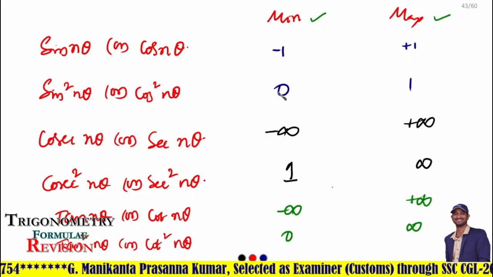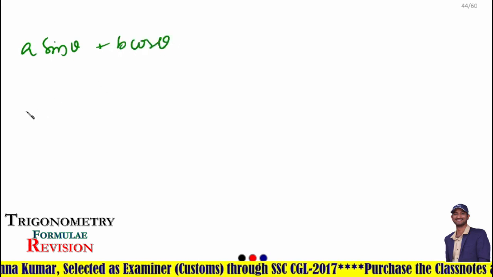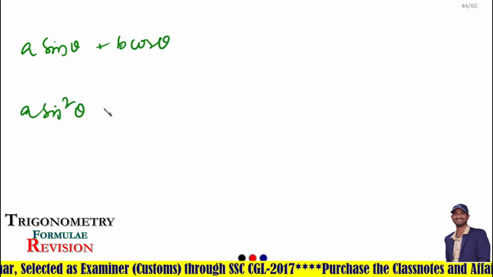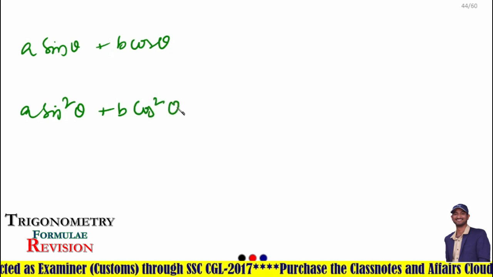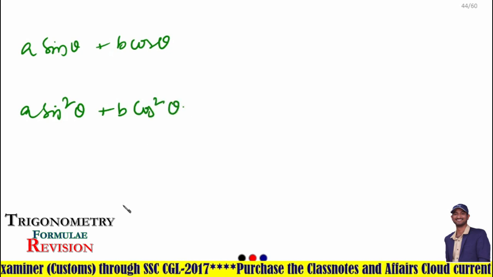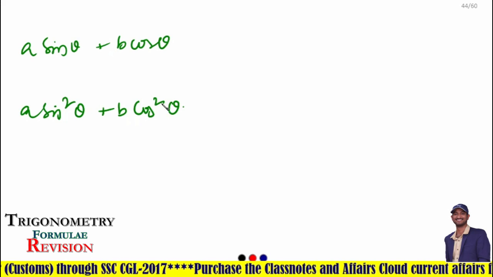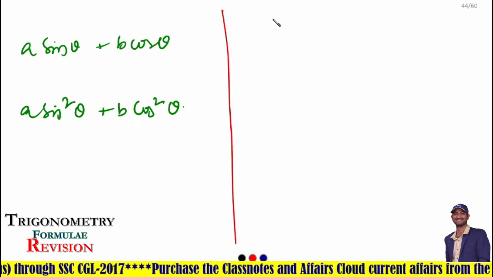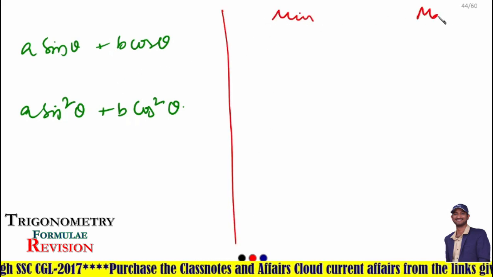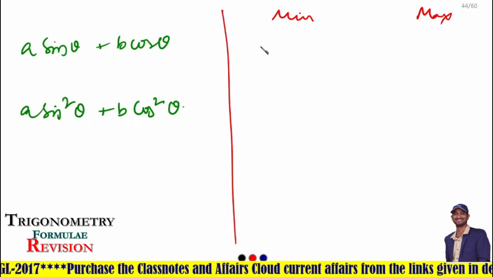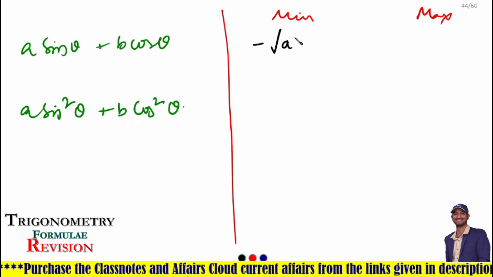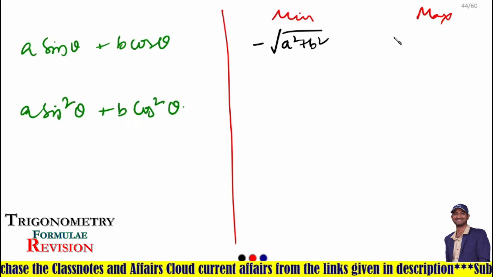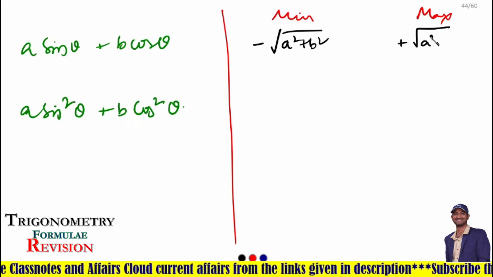Okay. And the next important trigonometric functions are a sin θ + b cos θ and a sin² θ + b cos² θ. When a sin θ + b cos θ is given, what is the minimum value and what is the maximum value? The minimum value is minus under root a² + b². The maximum is plus under root a² + b².